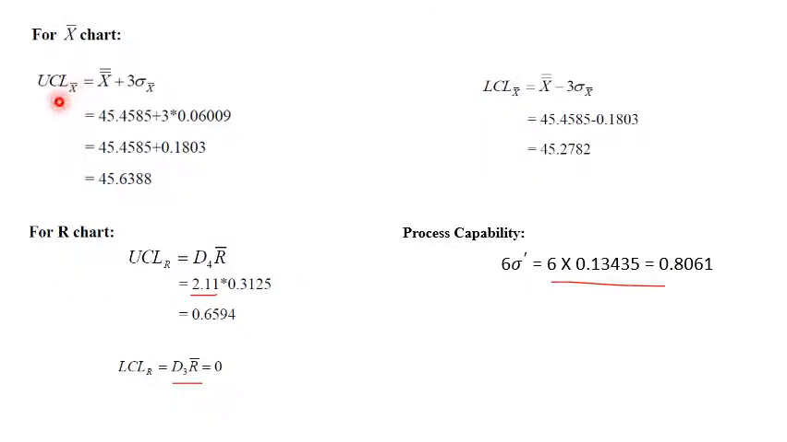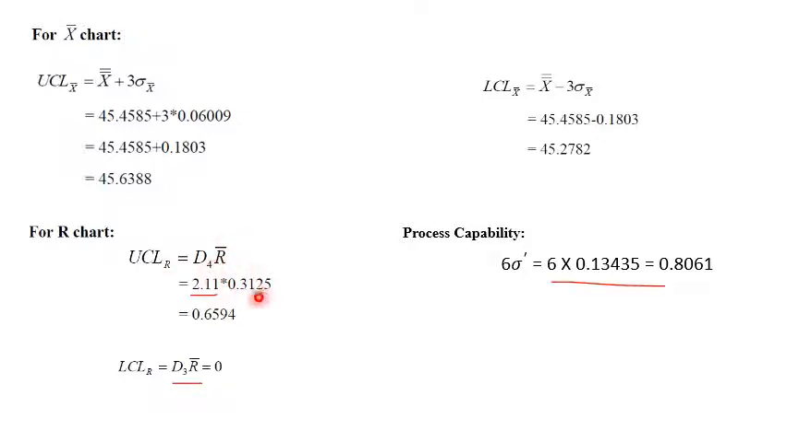Now we calculate the upper control limit and lower control limit for the X bar chart and R chart. First, for the X bar chart, upper control limit is equal to X double bar plus 3 sigma X bar. Now put in the values of X double bar and sigma X bar, then we get the upper control limit for the X bar chart equal to 45.6388. Similarly, the lower control limit we get is equal to 45.2782. Now for the R chart, the upper control limit is equal to D4 R bar.